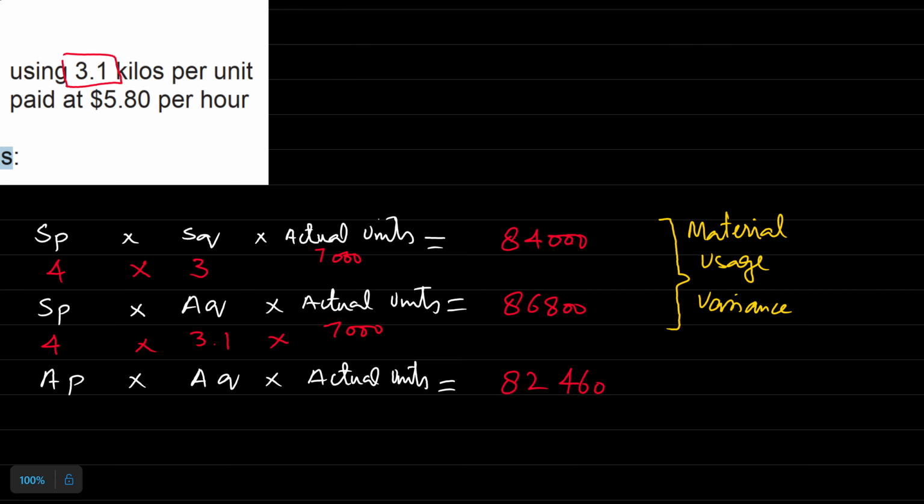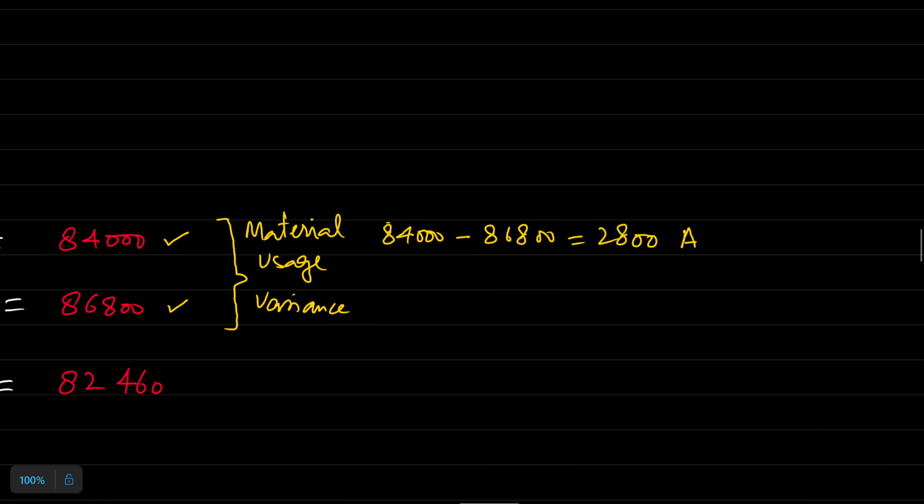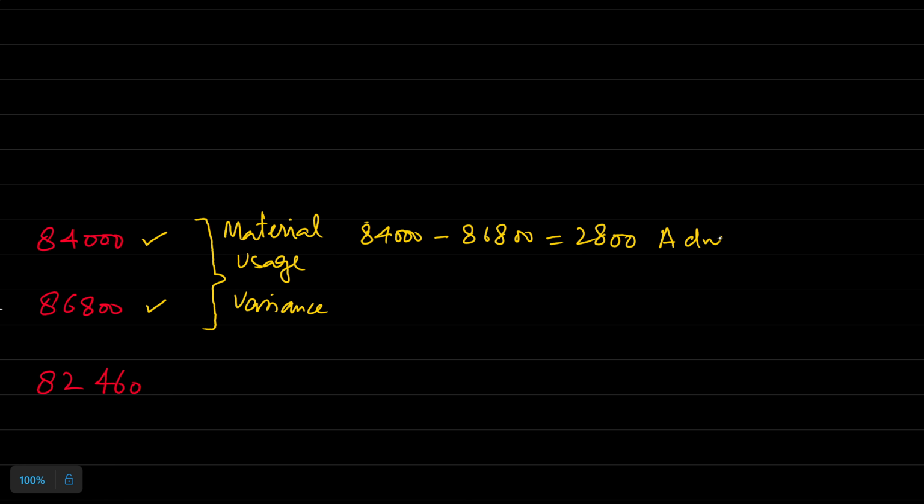It is 84,000 minus 86,800, which is equal to 2,800. Now students, standard rate was 84,000 while it took $86,800, so it is adverse. We can write A or full adverse.